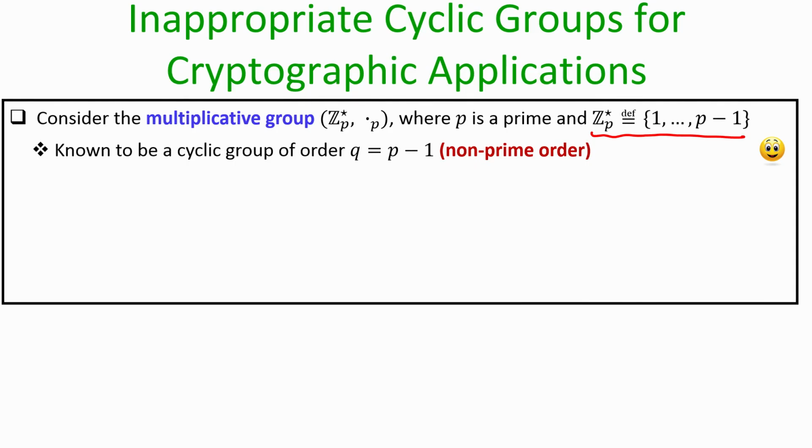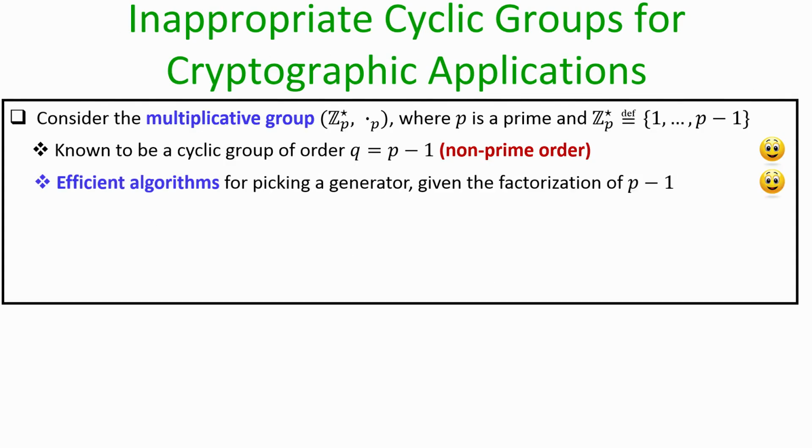It turns out that this set Z_p star along with this multiplication modulo p operation constitutes a cyclic group of order p minus 1. Why of order p minus 1? Because the elements in this set Z_p star are the elements 1 to p minus 1. So, it has p minus 1 number of elements, and since p is prime, p minus 1 cannot be prime. That is why the order of this group is a non-prime number, and we can prove that this group is a cyclic group.